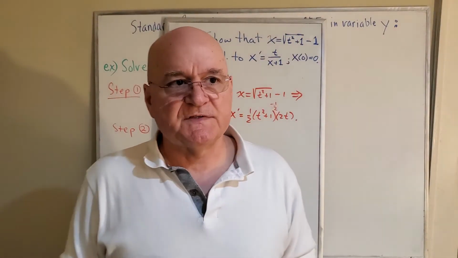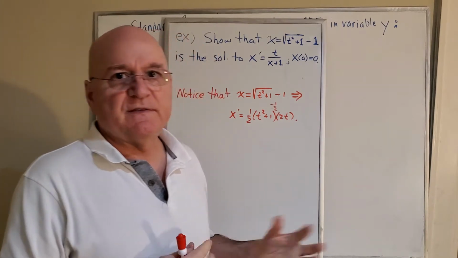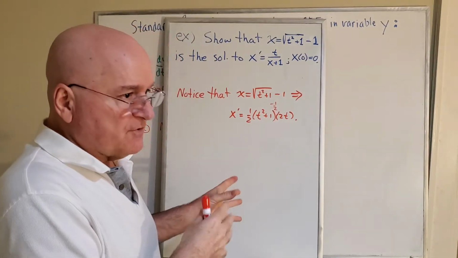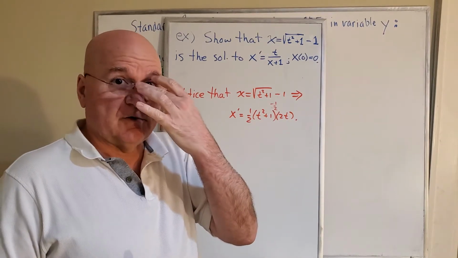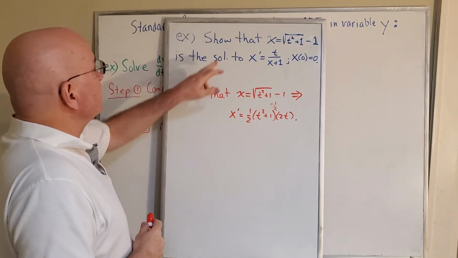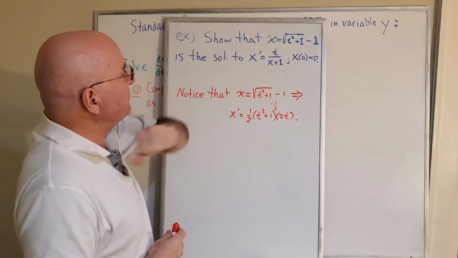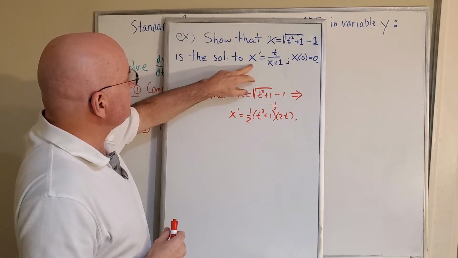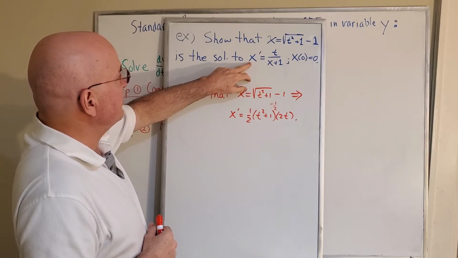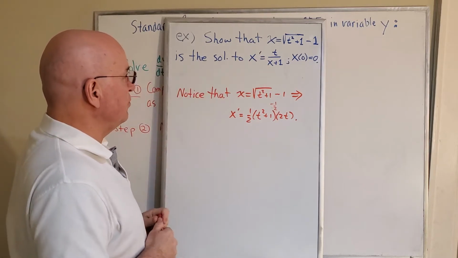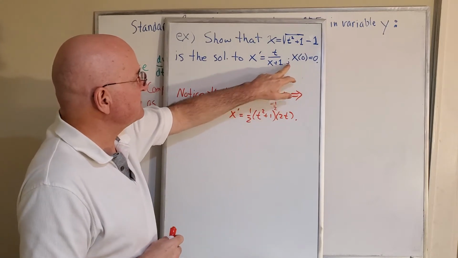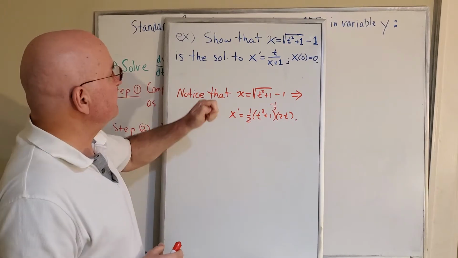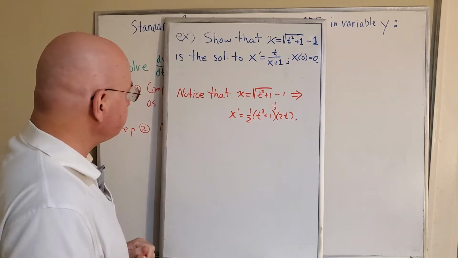Well, we're going to do one more example where we're given the differential equation and the solution, and all we're asked to do is verify. And then after that, we'll actually solve a differential equation. So here we have x equals radical t squared plus 1 minus 1. Show that that is the solution to this differential equation. x prime is t over x plus 1, and the initial value, that's a semicolon, at time 0, x is equal to 0. So we're just going to verify that that's the solution.